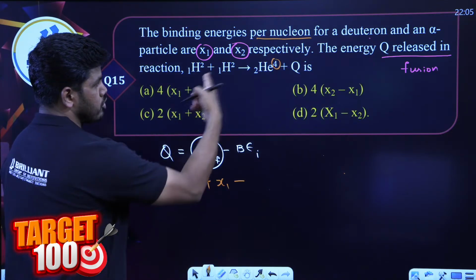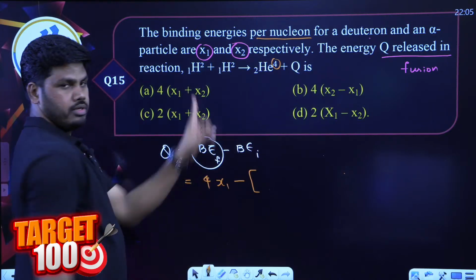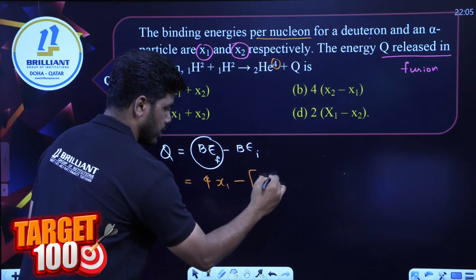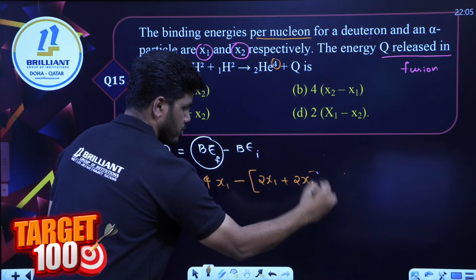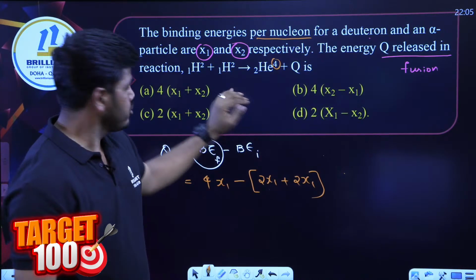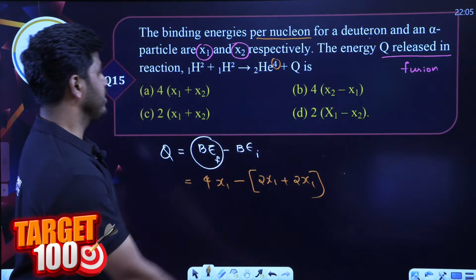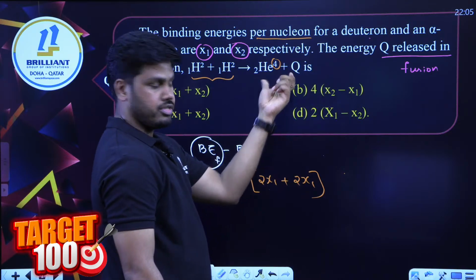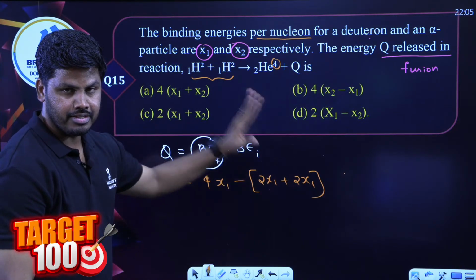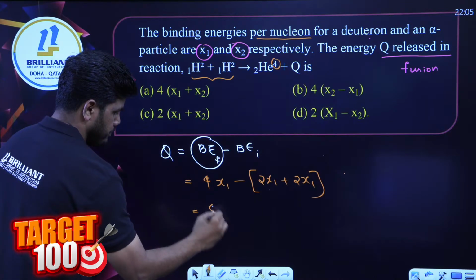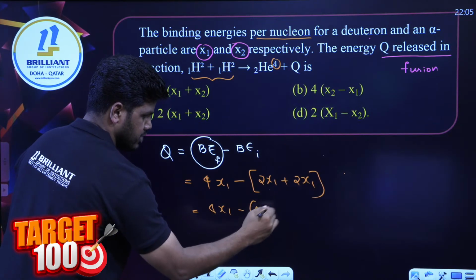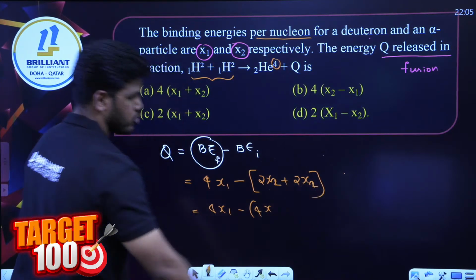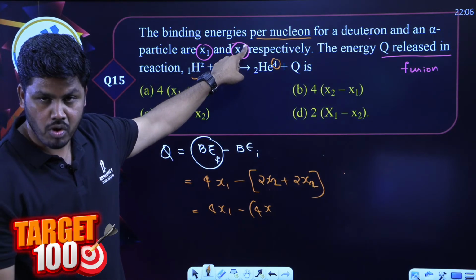And we have 2 deuterons added. One deuterium has 2 nucleons inside, so 2 into X2, plus 1 more 2X2. Why? We have 2 deuterons added, 2 deuterium added. So this is the initial binding energy of this part, ending up with the final binding energy. The difference between the two will be the final answer, energy released. So now it is easy. 4X1 minus 2X2 plus 2X2, sorry, the second one is X2, so it is 2X2 and this also 2X2. Binding energy per nucleon of deuteron is X2.